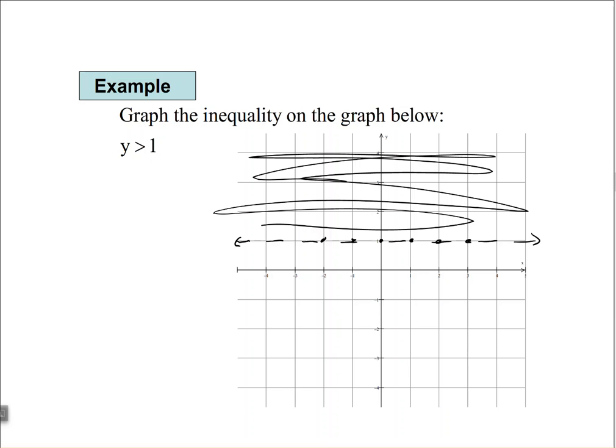All right. You can test 0, 0, and you see that it would make a false statement. Therefore, we should shade above the line and not where 0, 0 is located.